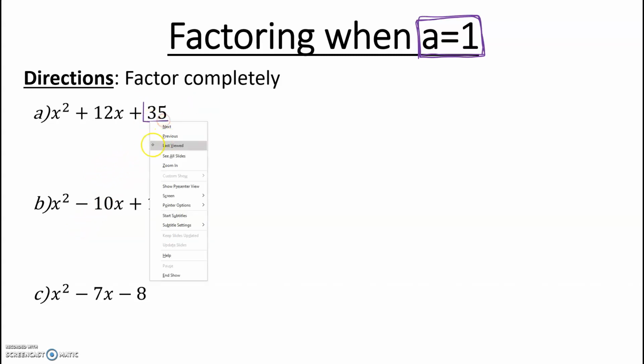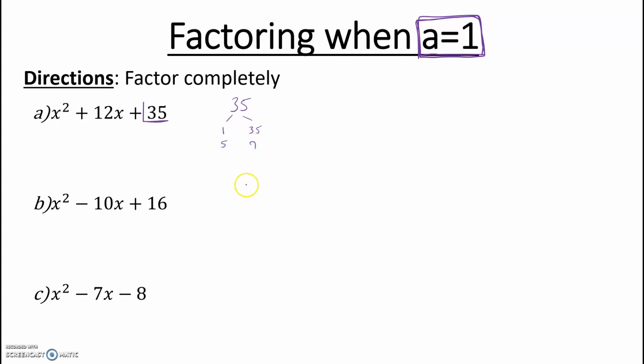So this is the easier version of factoring. We're going to take that number off the end, 35, and we want to think of numbers that multiply to 35. So 1 and 35, 5 and 7, and we can actually stop there. Then we want to look at our factors and say which ones add to 12. So 5 and 7 add to 12. And now we can make our factors. x plus 5, x plus 7.